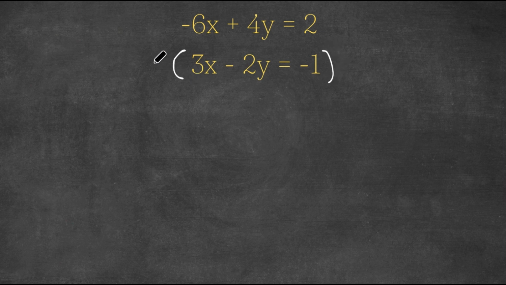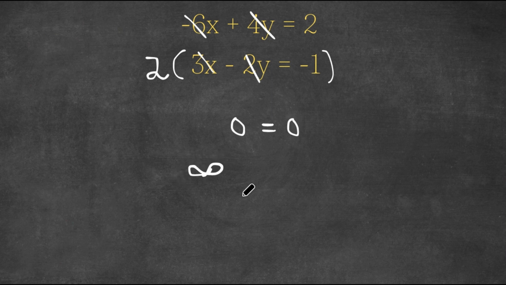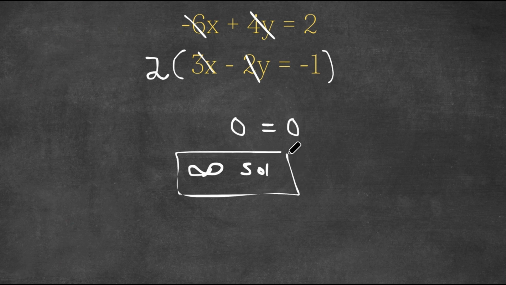So now I'm going to multiply this equation by 2, and if I do that, these two cancel out, these two cancel out, and negative 1 times 2 is negative 2. Negative 2 plus 2 is 0. So now we have 0 is equal to 0. And this means that if you ever get 0 equals 0, then your system of equations has an infinite amount of solutions. So this system of equations has infinite solutions. So this is our answer.